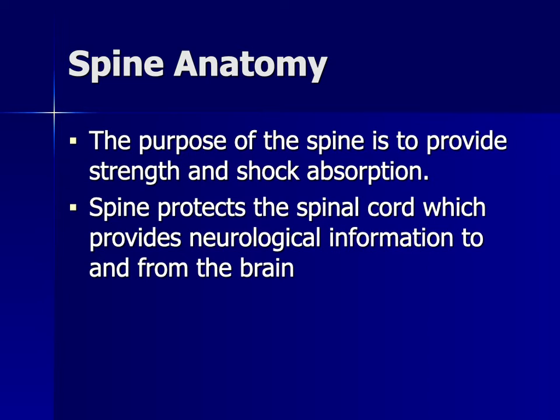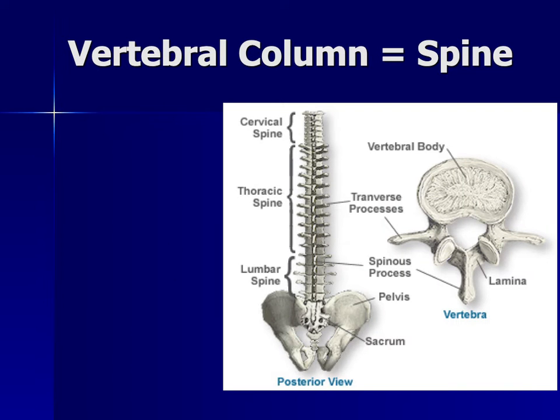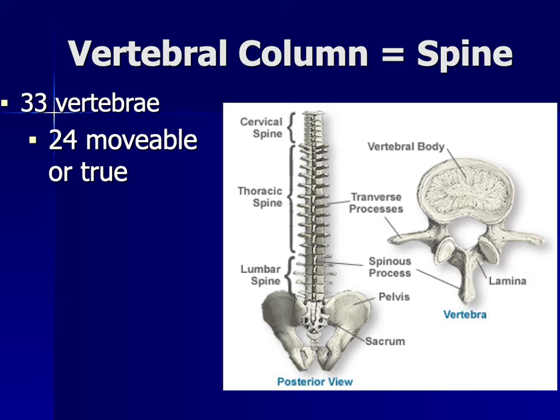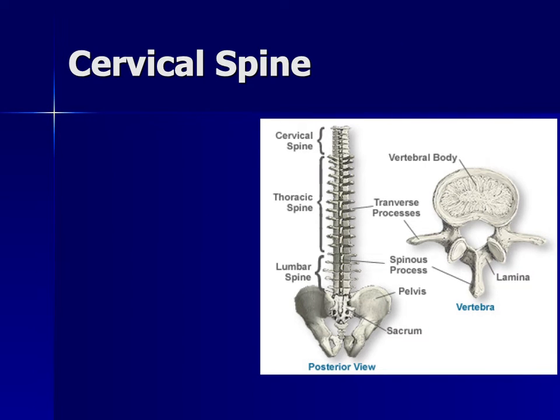So all that stuff is coming from our brain down the spinal cord out through each one of the vertebrae, which we'll talk about in a second. So here's our spine. There are 33 vertebrae in our vertebral column, also known as the spine. You can see the vertebrae in the picture there. So we have 33 total vertebrae. 24 of them are movable or true. 9 are immovable. And they're broken up in these 3 different areas.